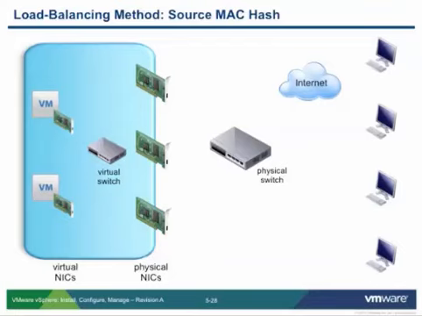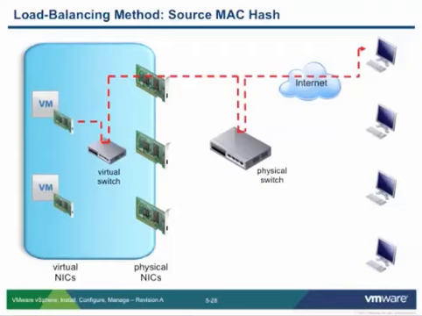The second way that we can do this is by mapping a virtual network interface card to a physical network interface card based on the MAC address of the virtual network interface card that's sending the data. Again, every virtual network interface card is mapped to a physical network interface card. So the first machine sends out some traffic based, this time, not on the port ID, but based on the MAC address of the virtual network interface card.